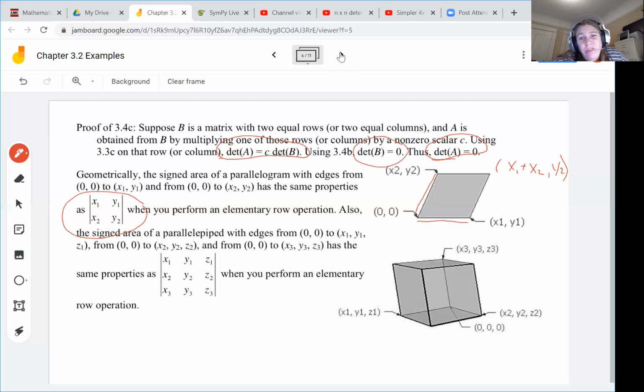You can also visualize in 3D. Think about a 3D picture where we start from the origin and we go to x1, y1, z1, x2, y2, z2, and x3, y3, z3. That's going to have the same properties as this 3 by 3 matrix when you perform the elementary row operations. So you can think about it in 3 dimensions as the volume.